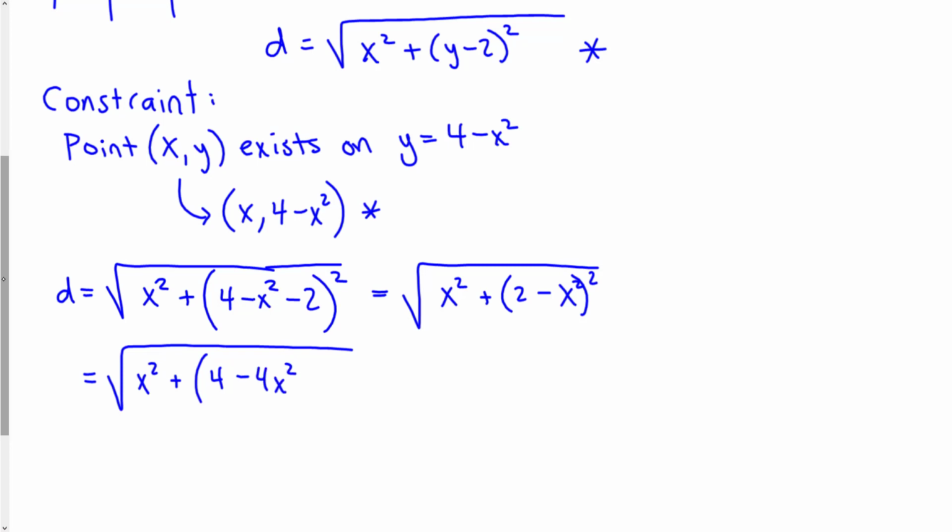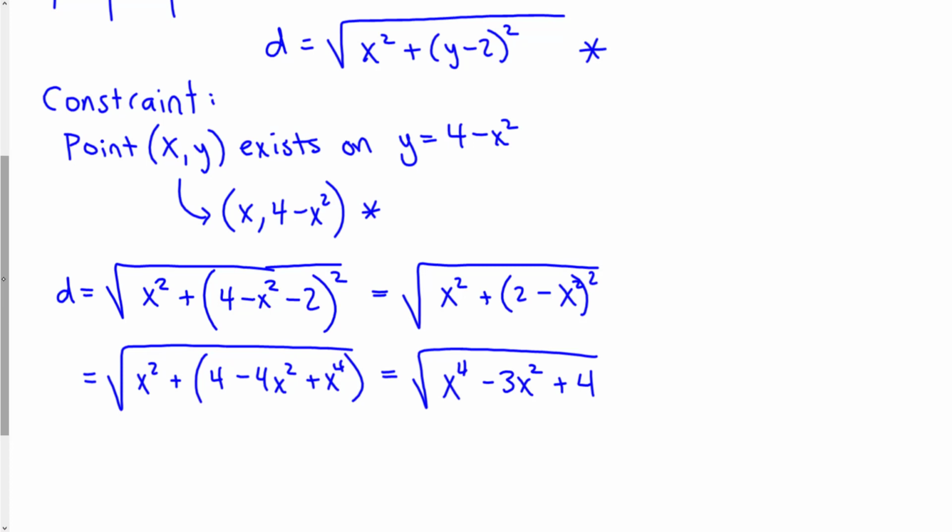And then the square of the second would be plus x to the fourth, which I can combine and rearrange terms and make this x to the fourth, x squared and negative 4x squared would combine to minus 3x squared and plus 4. So that's a much better function to work with because now it's just a single variable.